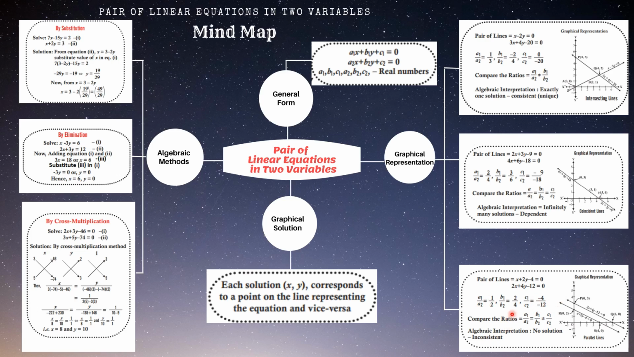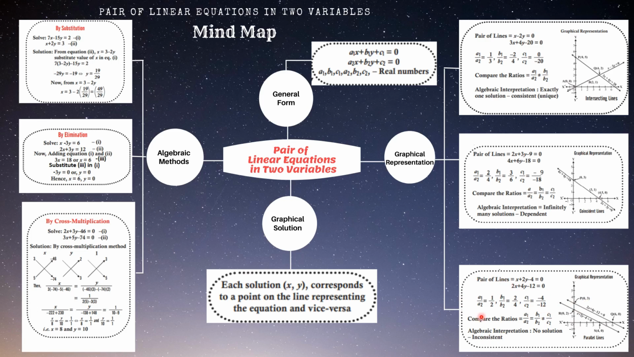So a1 upon a2 is equal to b1 upon b2, because when we simplify b1 upon b2 further, we will get 1 upon 2. But a1 upon a2 being equal to b1 upon b2 is not equal to c1 upon c2, because even if the signs cancel out each other because both are negative, 4 upon 12 will give us 1 upon 3, which is not equal to 1 upon 2. So we get a1 upon a2 equal to b1 upon b2, not equal to c1 upon c2.